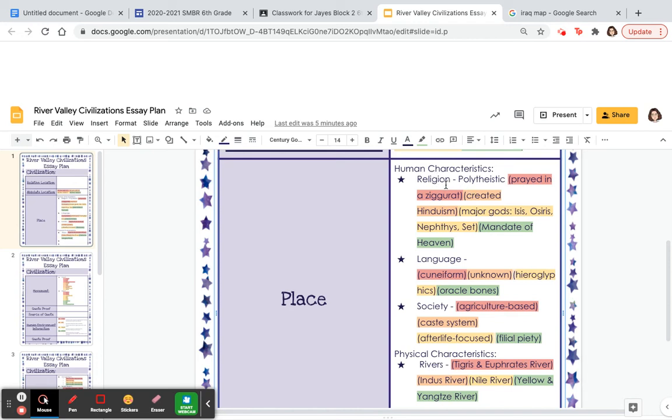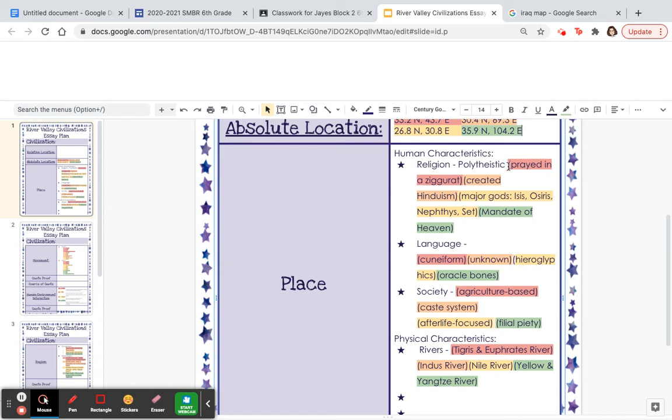So, for religion, we decided all 4 civilizations were polytheistic, which means they believed in more than one god. In the case of, remember our color coding, the Mesopotamians prayed in a ziggurat to their gods, specifically oftentimes to prevent the flooding of the Tigris and Euphrates River. If you remember, Indus River Valley was the first start of creating the world religion of Hinduism. In Egypt, the major gods were Isis, Osiris, Nephthys, and Set. And lastly, the Chinese believed in the mandate of heaven, where the gods would prove their happiness or anger based on the weather.